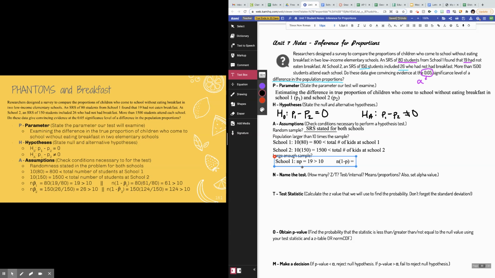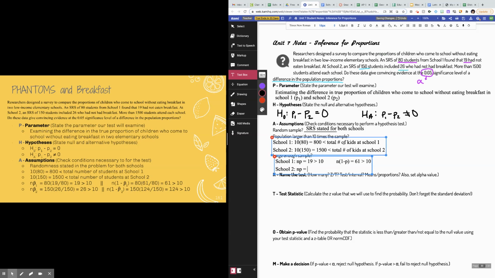So if my number of successes here was 19 and my sample size is 80, then that means my number of failures is 61, which is greater than 10. And then I have to check again for school 2. Same thing, np: my number of successes was 26.